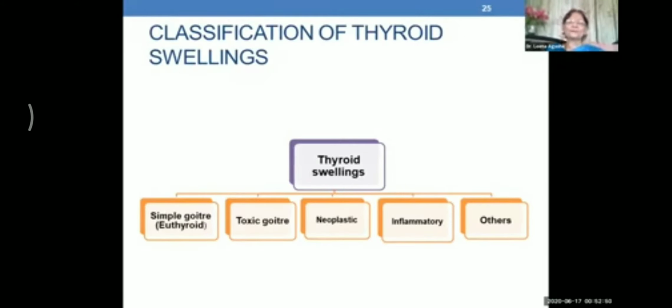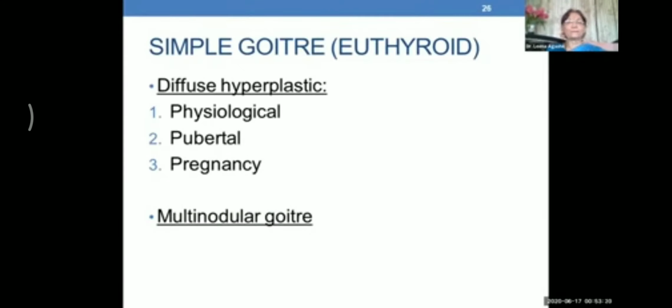Let us see the classification of thyroid swellings. There are various types of swellings that can be seen in the region of thyroid. One is simple goiter. It means it is a euthyroid goiter where there is no change in the thyroid hormone levels. Second is toxic goiter. Third is neoplastic swellings. Fourth is inflammatory swellings. And next is other swellings. Let us see all these swellings one by one.